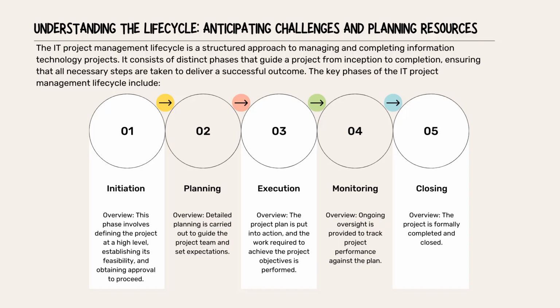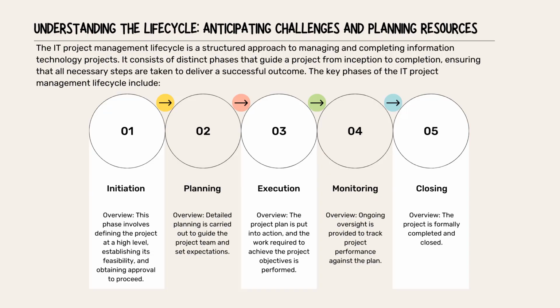Planning. Overview: detailed planning is carried out to guide the project team and set expectations. Key activities: developing a project management plan, defining the project scope, creating a work breakdown structure, WBS, estimating costs and timeframes, setting up a schedule, identifying risks, establishing quality and communication plans. Pro tip: flexibility is crucial here. Plans will change, but a solid foundation makes adapting much easier.